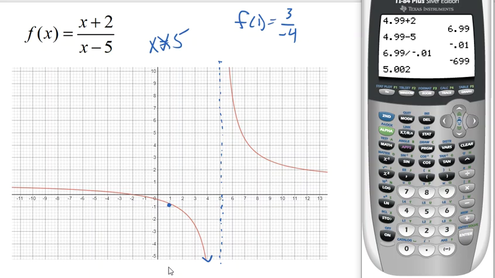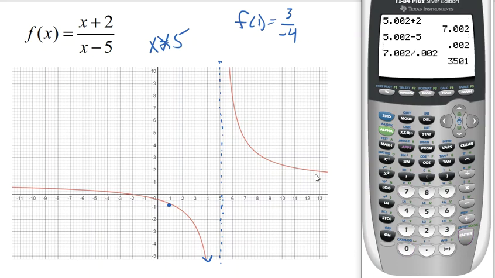5.002. And on the numerator, I'm going to get a number really, really close to 7, just a little bit above 7. And the denominator, I'm going to get 5.002 minus 5. I'm going to get a very, very small positive number. And when I divide them, keep in mind what happens when you divide by a really small number, you actually get really, really big. And that's why it shoots me, look at that, 3,501.